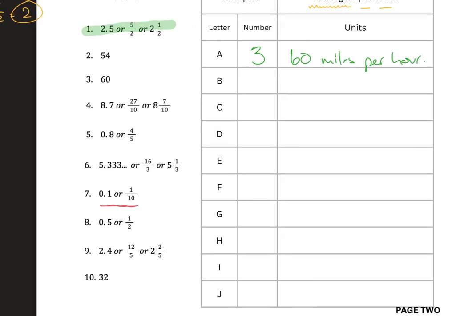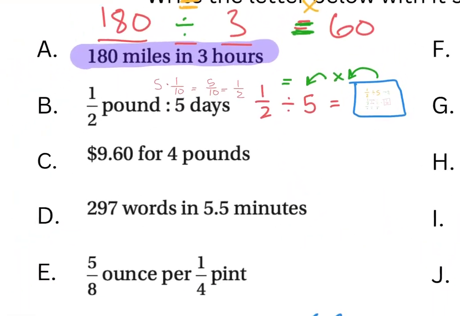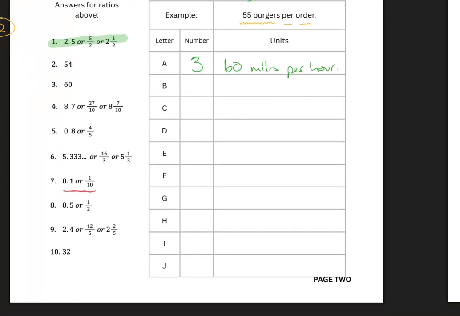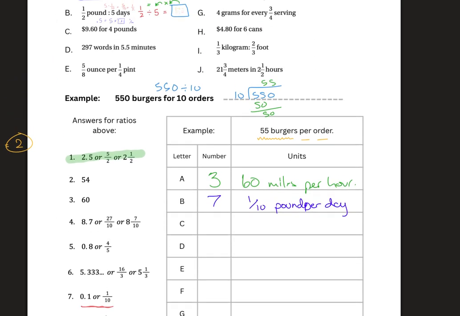Because again, if you were like, actually, I can do that in my head. 1/2 is 0.5. And so what am I going to multiply 5 by to get 0.5? Well, that would be 0.1 or 1/10, right? So, okay. Our answer here is going to be 1/10 pound per day. And we're going to write number 7 right there.